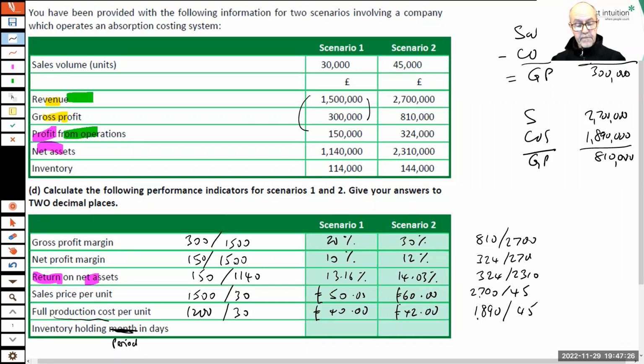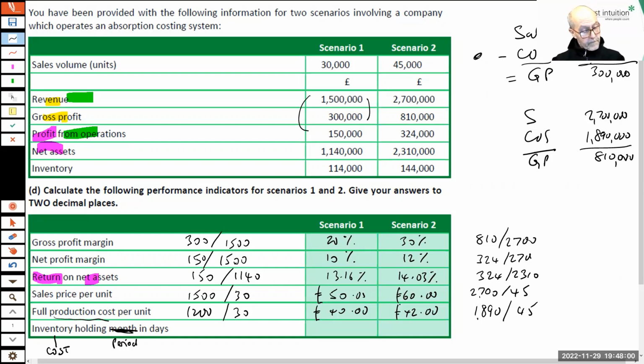Now, thing to remember is that inventory is valued at cost. Inventory is not valued at selling price. So our inventory holding period is how many days worth of cost of sales we hold, not how many days worth at selling price.